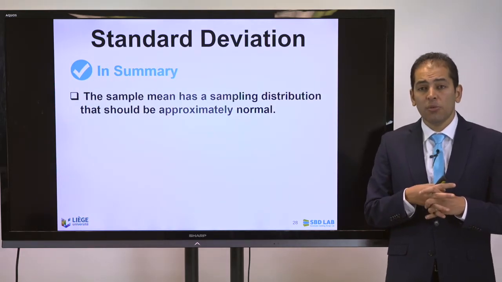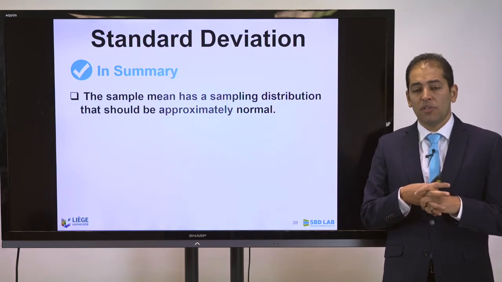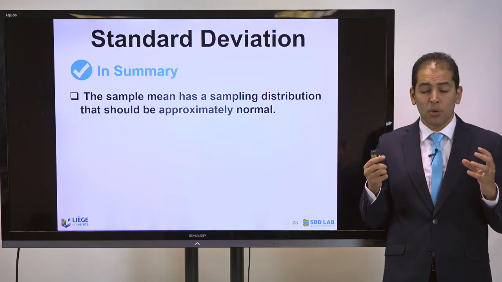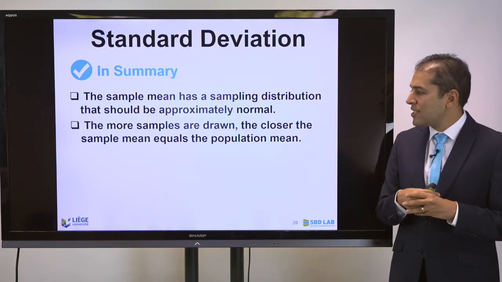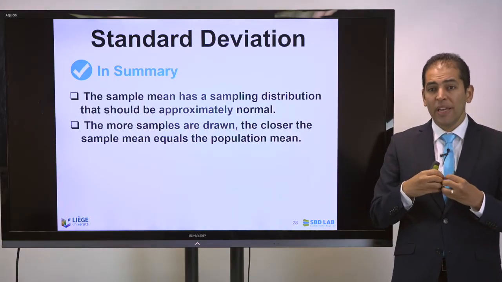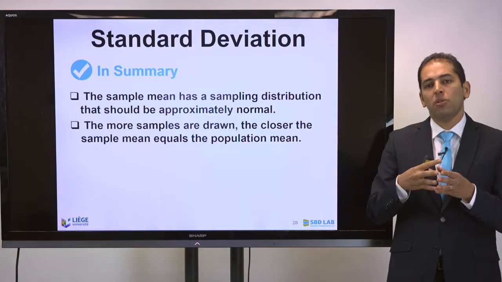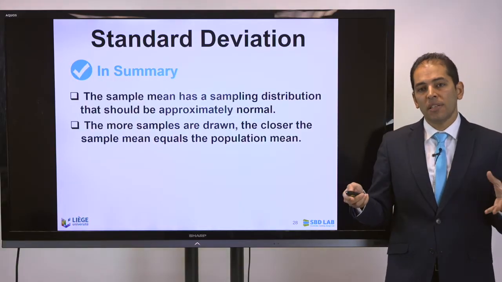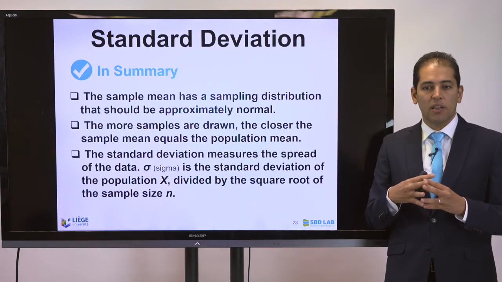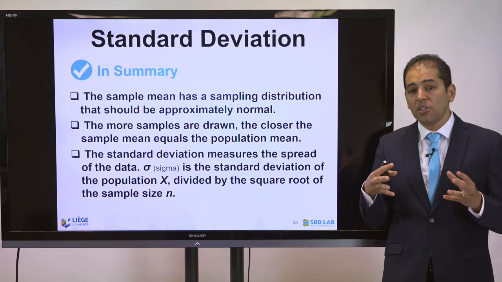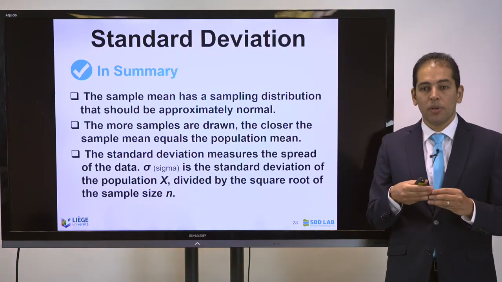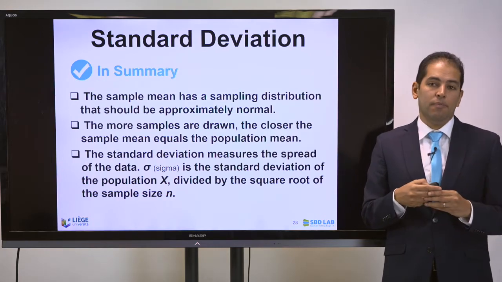Now, in summary, what we can say about standard deviation: well, the sample mean has a sampling distribution that should be approximately normal, and the more samples are drawn, the closer the sample mean that we collected equals the population mean, and that's what we want to make sure of to assure representation. So the standard deviation measures the spread of the data, and the standard deviation of the sample mean is sigma, the standard deviation of the population, divided by the square root of the sample size, small n.